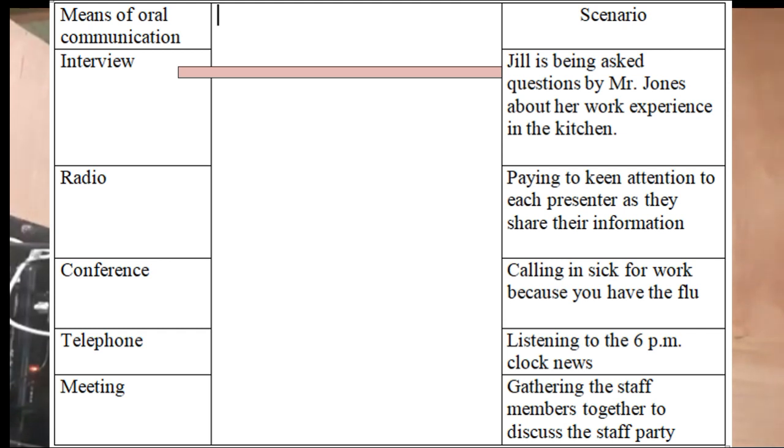So radio, which of these scenarios matches the radio? Listening to the 6 o'clock news. That is correct. Normally we have the news playing on the radio or the television, normally at 6 o'clock or the 7 o'clock news. So listening to the 6 o'clock news mostly relates to the radio.